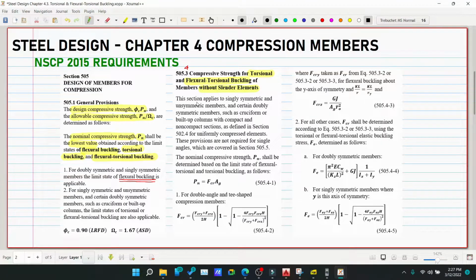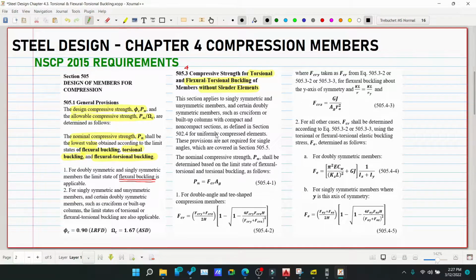Okay? This section applies to singly symmetric and unsymmetric members and certain doubly symmetric members such as cruciform or built-up columns with compact and non-compact sections, as defined in section 502.4 for uniformly compressed elements. So these provisions are not required for single angles, which are covered in section 505.5. So the nominal compressive strength, Pn, shall be determined based on the limit state of flexural-torsional and torsional buckling.